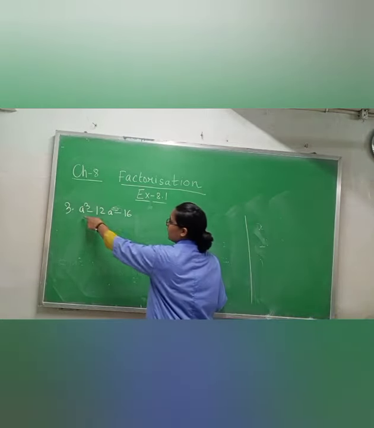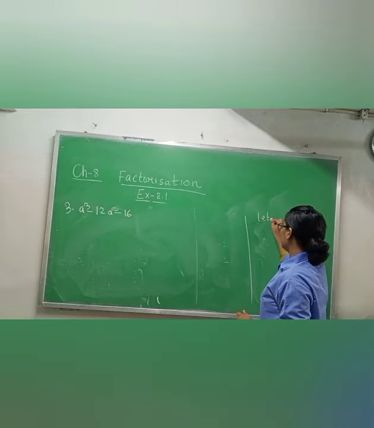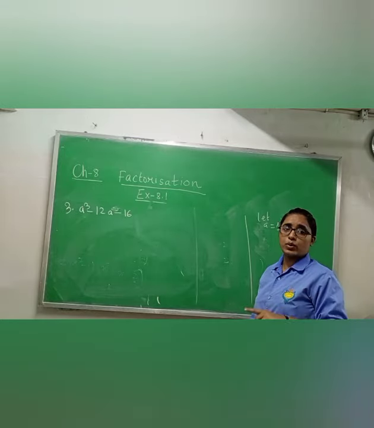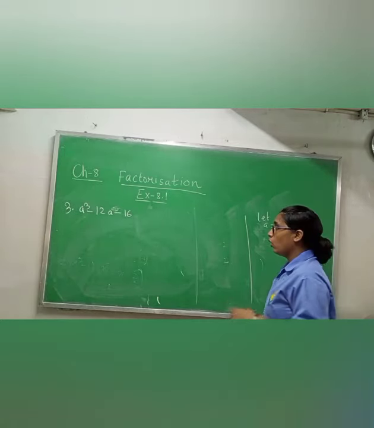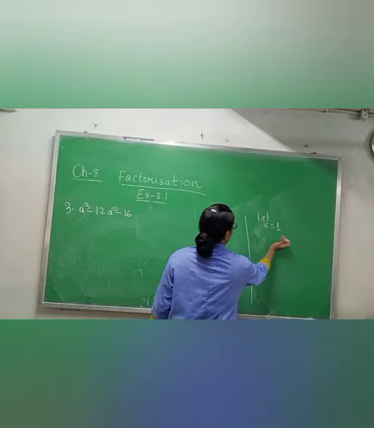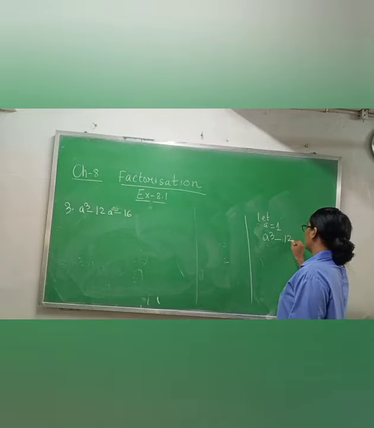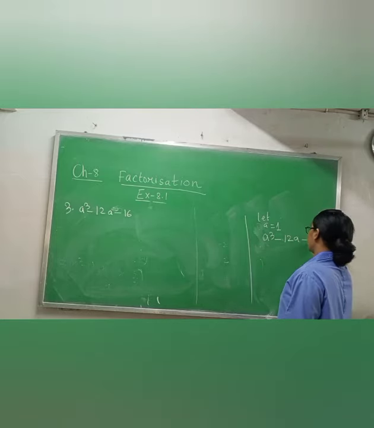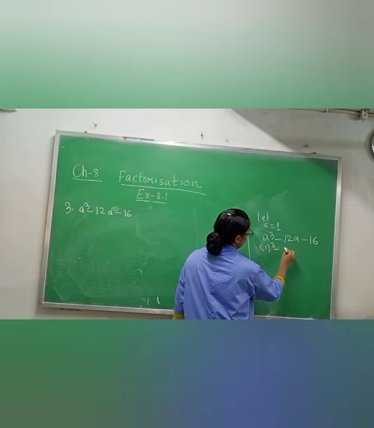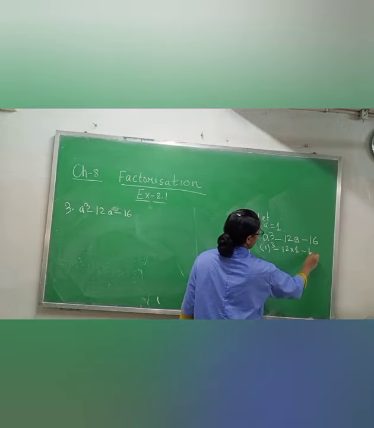Means in this question the variable is a, so we have to let a equals 1. You will always start from 1, then go to minus 1, then 2, minus 2, like this. So first of all I am taking a equals 1. Now I am writing the given question a cube minus 12a minus 16. Now I am putting a equals 1. So 1 cube minus 12 into, in place of a I am writing 1, minus 16.